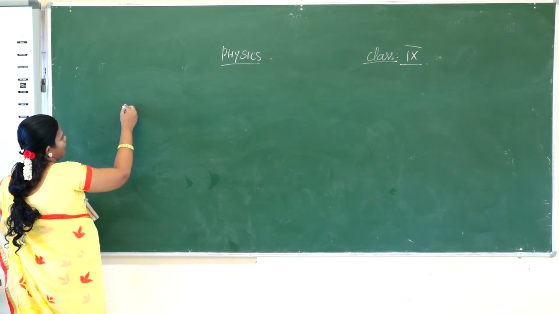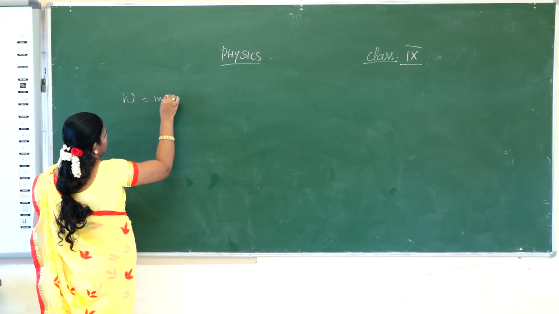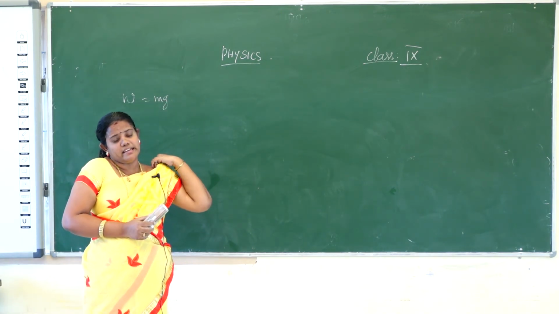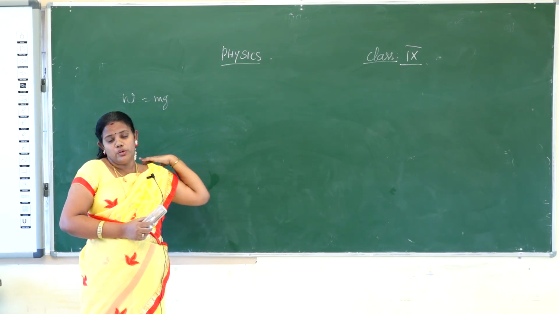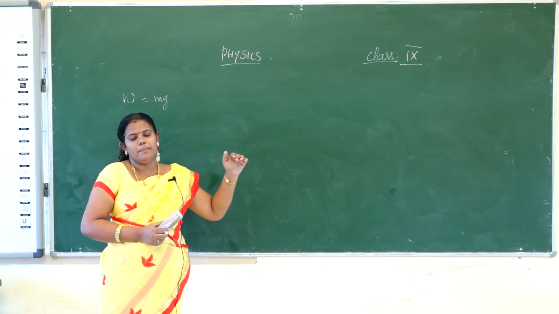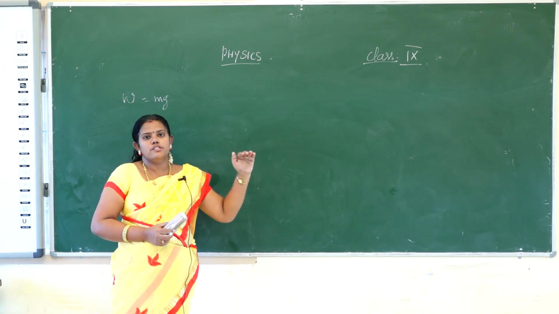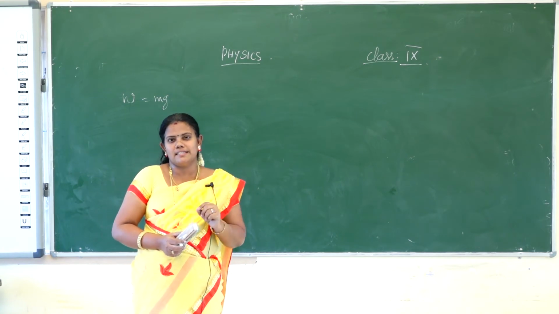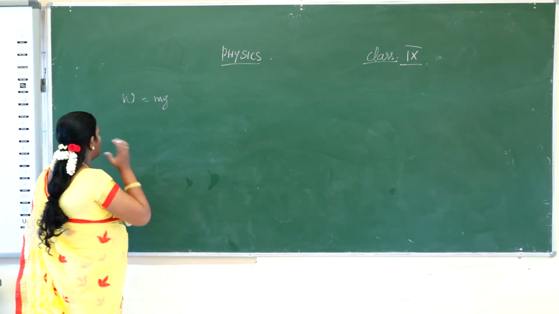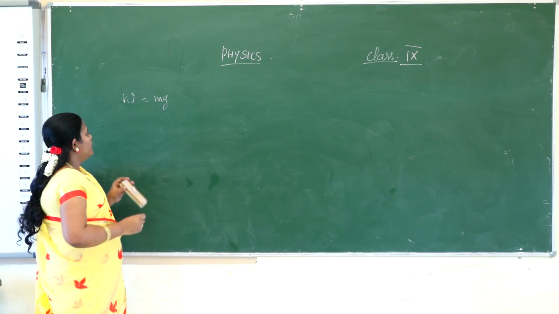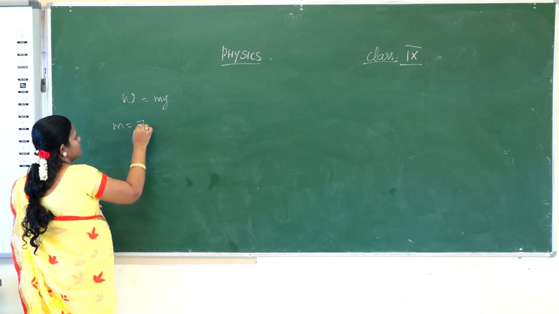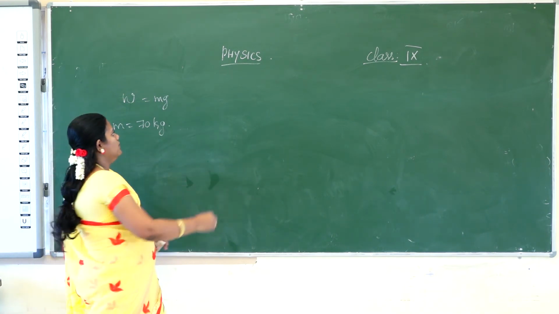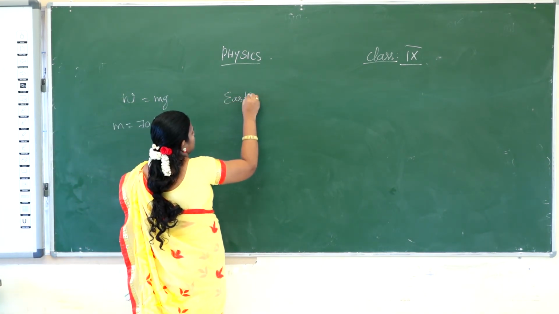First, how will you calculate the weight? Weight is equal to m into g. The acceleration due to gravity on the moon is 1/6 times lower than that on the earth. So W is equal to m into g. You first consider the mass to be 70 kg on earth, and calculate for earth and moon.